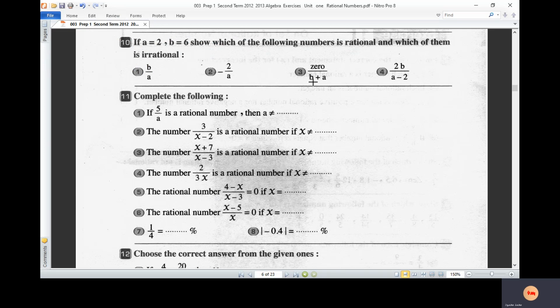0/(B+A). B+A is 6+2, which will be 8. 0 divided by 8 equals 0, it's a rational number. 2B/(A-2): A equals 2, so 2-2 equals 0, so this one is not a rational number.